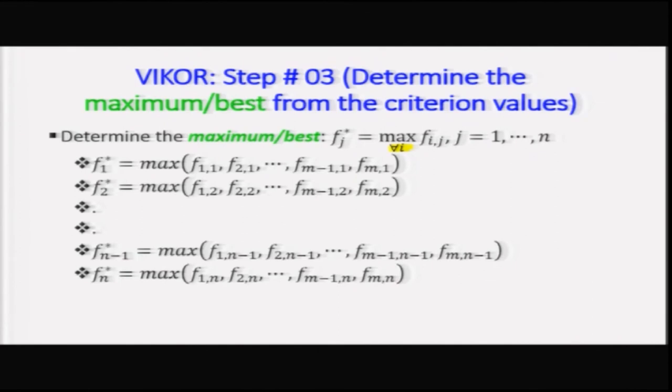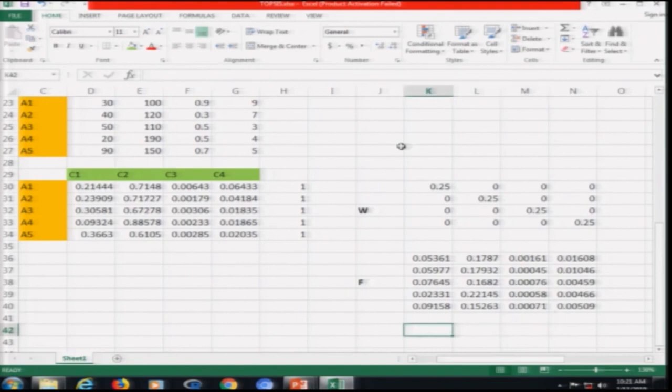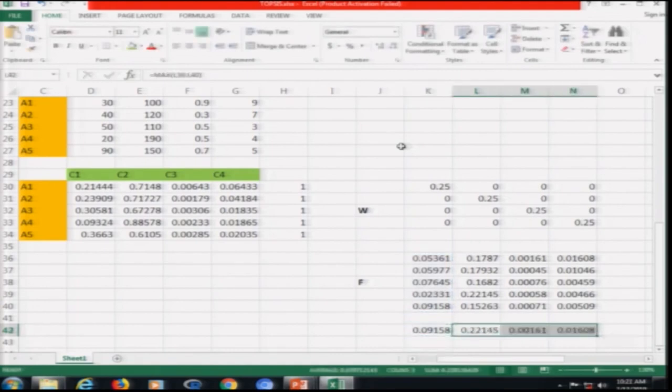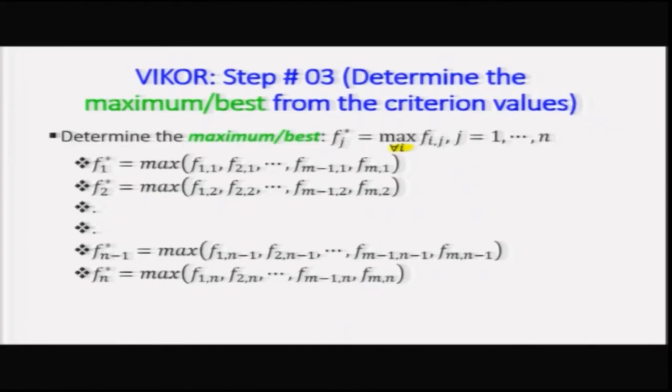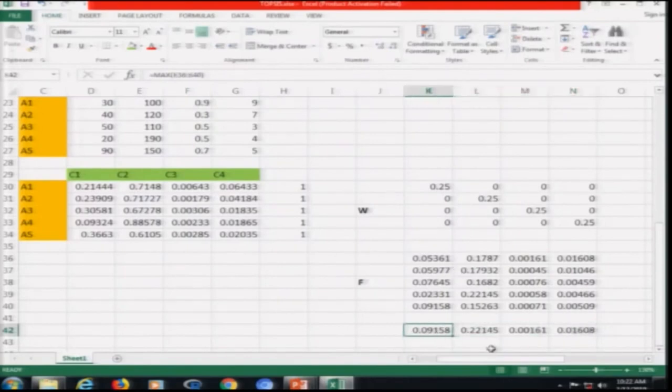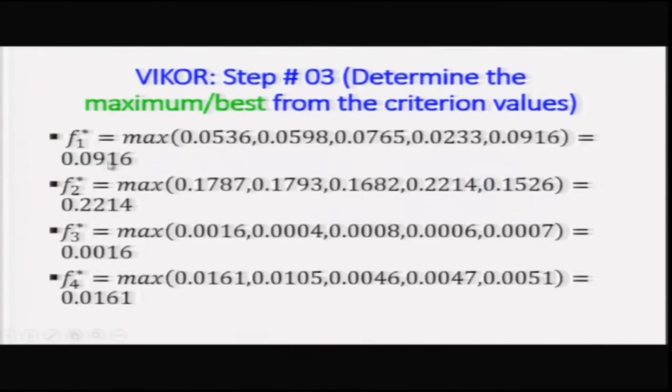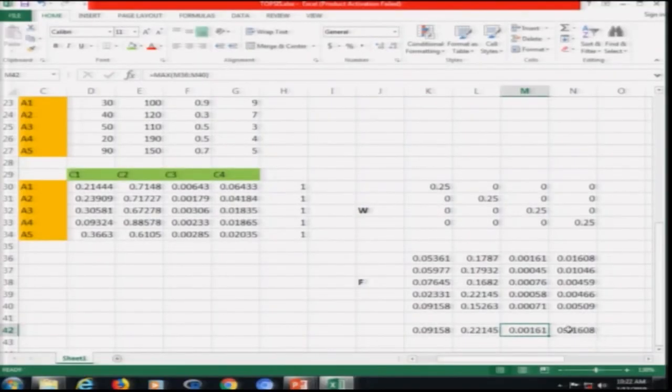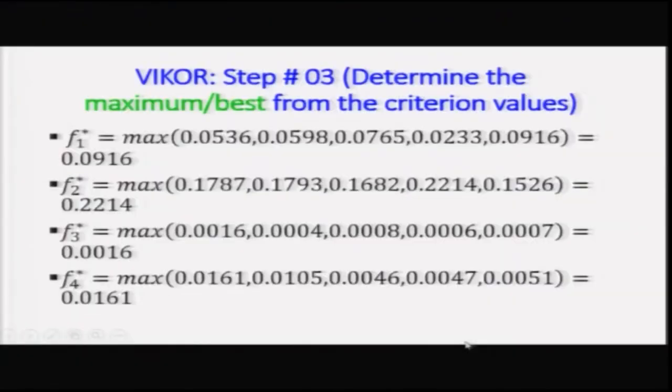So, I am going to consider each and every column. Let me first write it down. So, I find the max for this. Let us check whether they are right. I'll mention them as F star 1 for the first criterion, F star 2 for the second, F star 3 for the third, F star 4 for the fourth, because there are 4 criteria. The first one will be the max along the column: 0.09158, 0.2214, 0.0016, 0.0161.